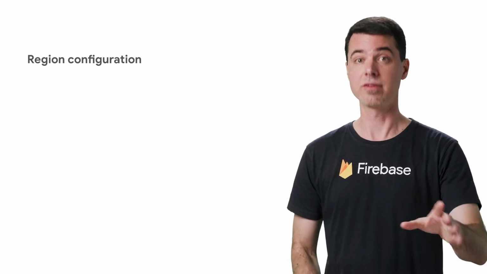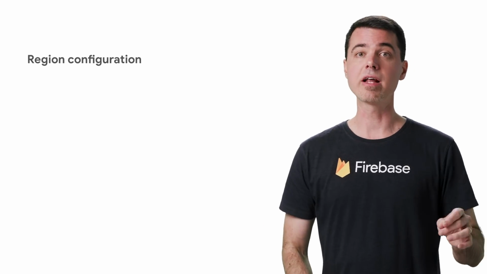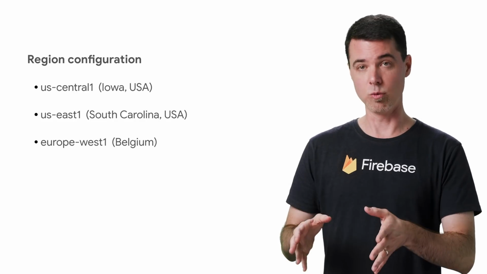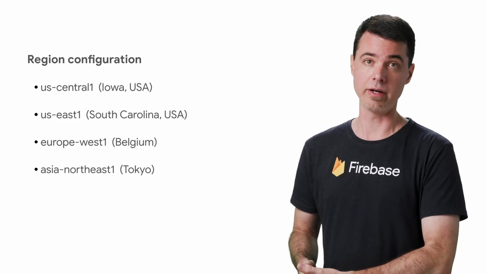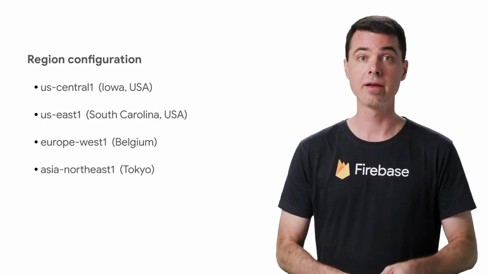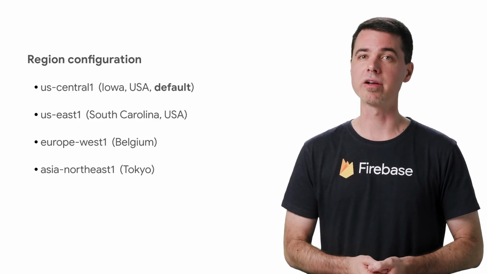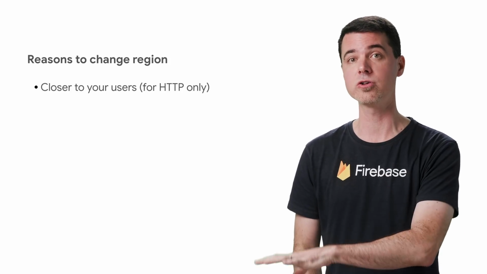For Cloud Functions, at the time of this recording, the available regions are US Central 1, US East 1, Europe West 1, and Asia Northeast 1. This should grow in the future. The default region is US Central 1. This is probably okay for most products, but there are two main reasons why you'd choose a different region for Cloud Functions. First, you might want to put your functions closer to your users.